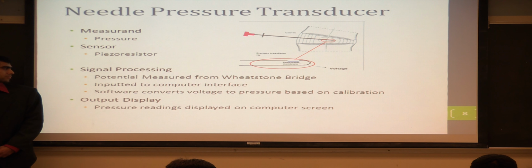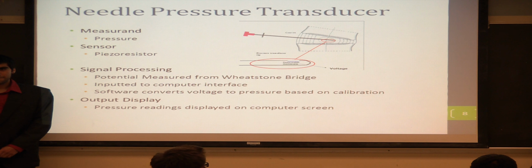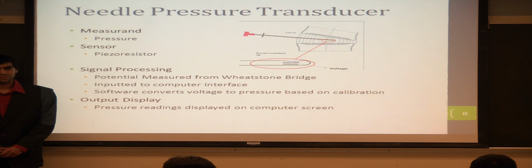So signal processing is the transducer part of this unit, the device. What the transducer basically does is convert pressure into analog, electrical signals. So the output of the device, which is voltage, is the analog signal. So it has to be converted into a digital signal. So there has to be an analog to digital converter before it goes into the computer. So obviously the output display is the computer screen.